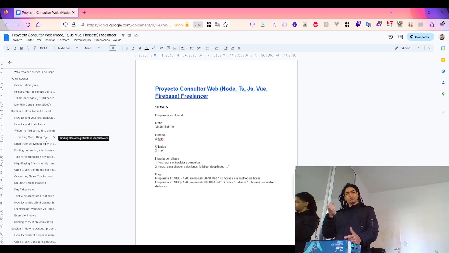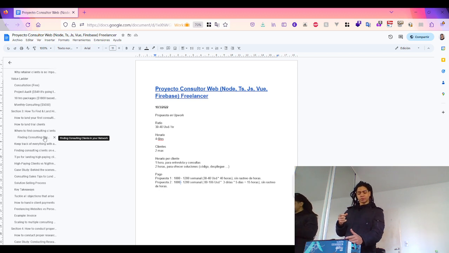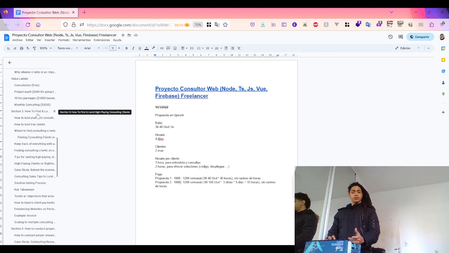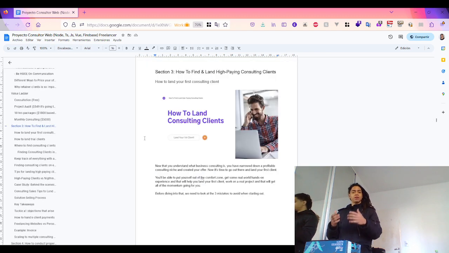So when it comes down to putting into practice everything that you have learned, first is Module 3: how to find and land high-paying consulting clients. Focus on your skill set, not necessarily on building your portfolio, because you need to find clients organically. You have to do that process, or run ads. There are different places where you can find your clients, whether it's Upwork, your existing network, or employment sites.